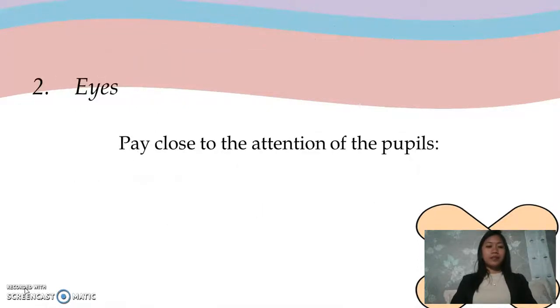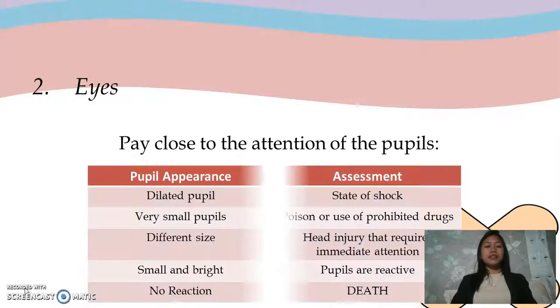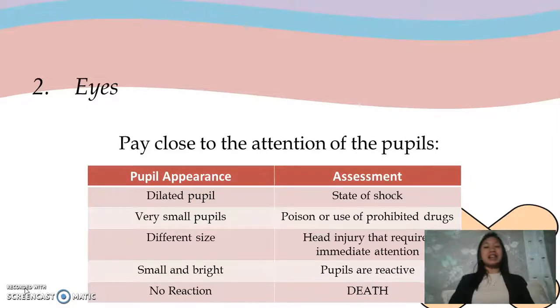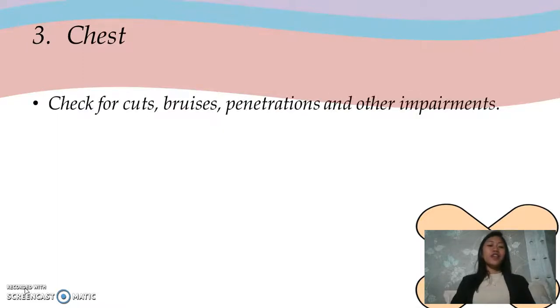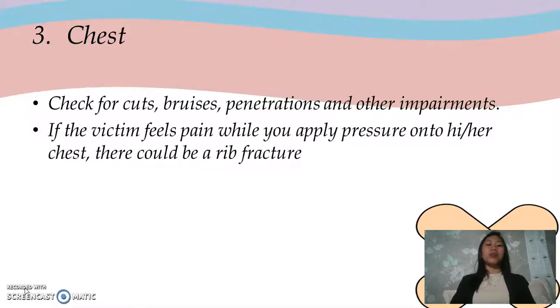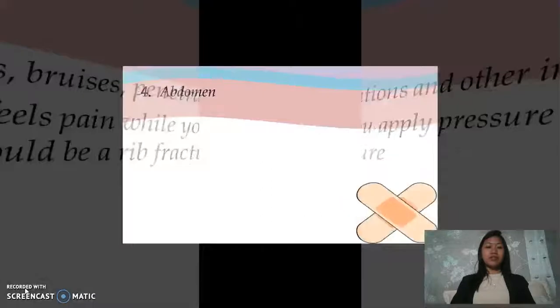Second, eyes. Pay close attention to the pupils. Pupil appearance: if the pupil is dilated, the victim is in a state of shock. Very small pupils indicate poison or use of prohibited drugs. Pupils of different sizes indicate a head injury that requires immediate attention. Small and bright pupils are reactive; no reaction means death. Third, chest. Check for cuts, bruises, penetrations, and other impairments. If the victim feels pain while you apply pressure onto his or her chest, there could be a rib fracture.